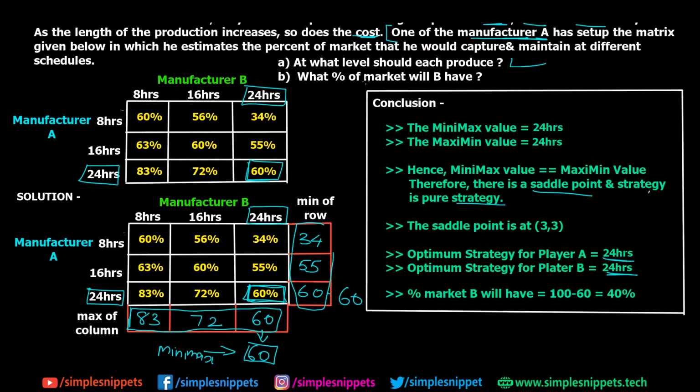But the second question is, what percentage of market will B have? So the percentage of market B will have is 100 minus 60, which is 40%. So the value over here is from A's perspective, right? So we've already seen that in the question. So when manufacturer A and manufacturer B both run their factories for 24 and 24 hours, A is going to capture 60% of the market, which means B is going to capture 100 minus 60, that is equal to 40% of the market, right? Makes sense? So this is the answer for the second question.